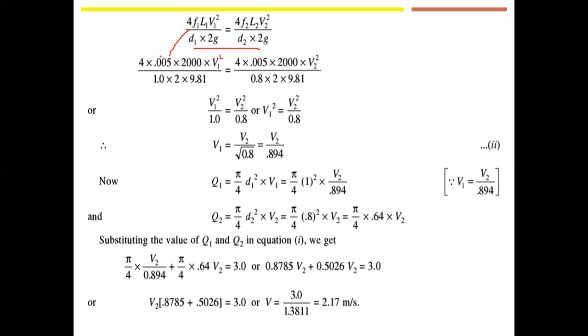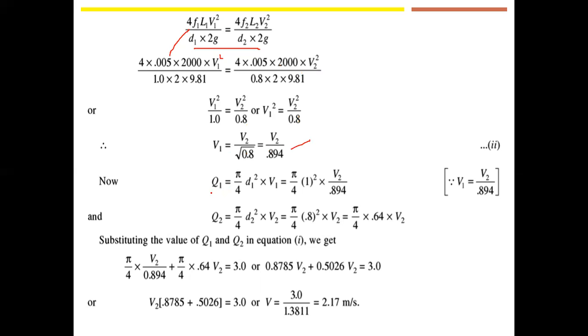Therefore, after substituting all this, V1 square by 1 is equal to V2 square by 0.8, or V1 square is equal to V2 square by 0.8. Therefore, V1 is equal to V2 by root of 0.8, that is equal to V2 by 0.894. So keep it separately.